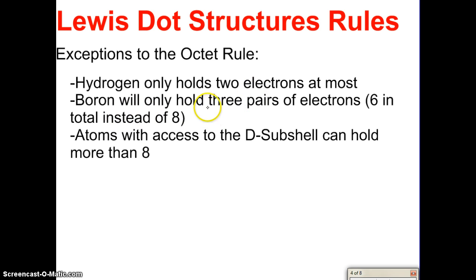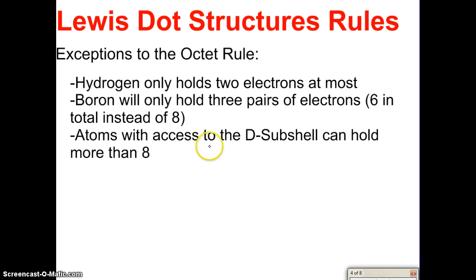Okay, boron can hold up to 3 pairs or 6 electrons. It does not hold the customary 8 of the octet rule. Beryllium is also a similar one. It only holds 4 electrons or 2 pairs. And then we have this rule that allows for us to hold more than 8. Hydrogen and boron and beryllium are less than 8.